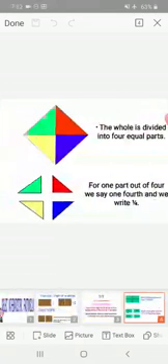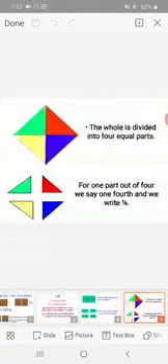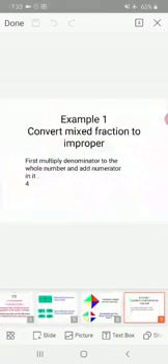Here if you see this picture, the whole is divided into 4 equal parts and all 4 parts have different color. For one part of 4 we say fourth or 1/4. We can write it as 1/4, where 1 is the numerator and 4 is the denominator.